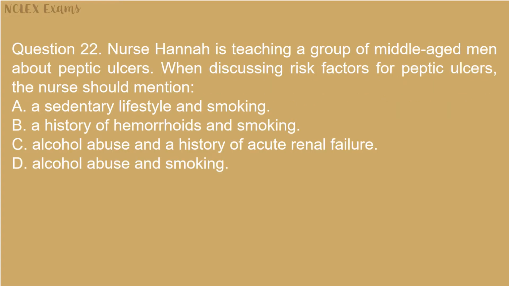Question 22. Nurse Hannah is teaching a group of middle-aged men about peptic ulcers. When discussing risk factors for peptic ulcers, the nurse should mention: A. A sedentary lifestyle and smoking. B. A history of hemorrhoids and smoking. C. Alcohol abuse and a history of acute renal failure. D. Alcohol abuse and smoking.